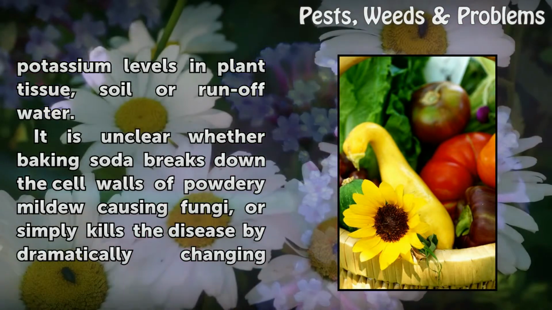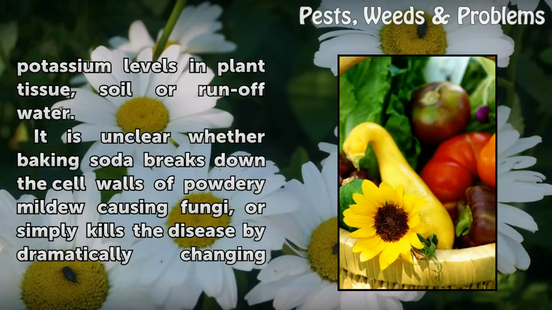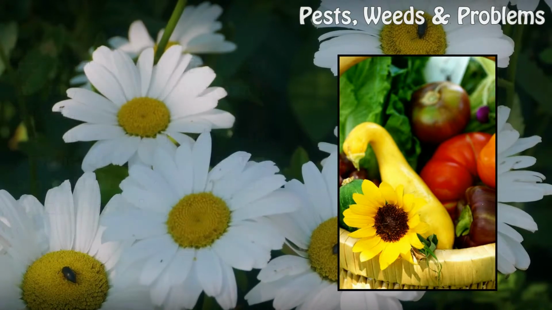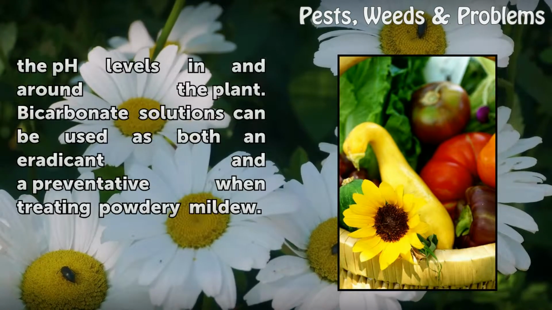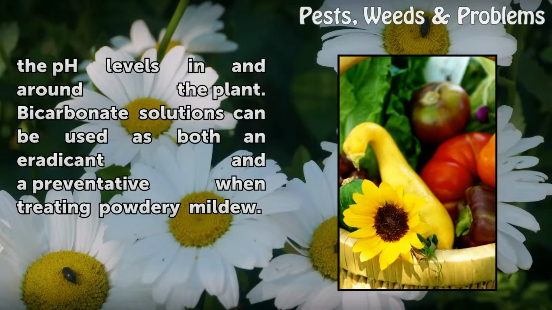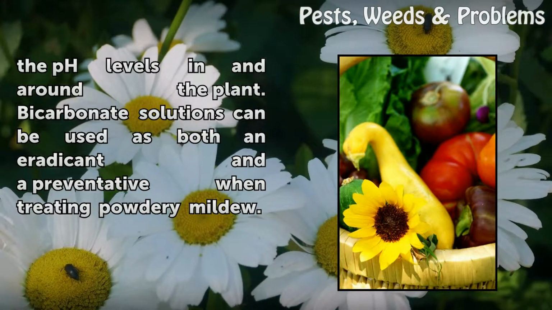It is unclear whether baking soda breaks down the cell walls of powdery mildew causing fungi, or simply kills the disease by dramatically changing the pH levels in and around the plant. Bicarbonate solutions can be used as both an eradicant and a preventative when treating powdery mildew.